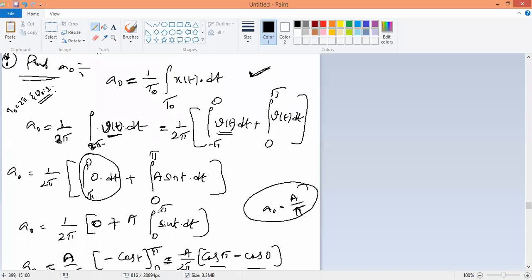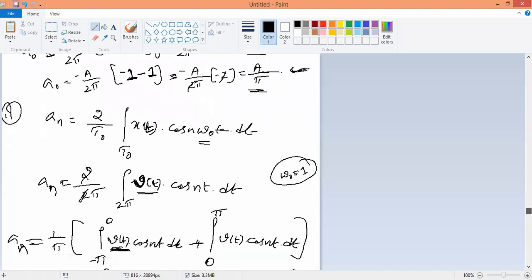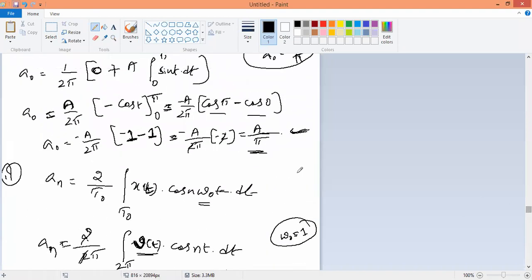A is a constant, so I am separating it from the integral: integral 0 to pi of sin t dt. Taking A common, the value is A by 2 pi. The integral of sin t dt is minus cos t, with limits 0 to pi. Next, minus A by 2 pi, substituting the limits: cos pi minus cos 0. What is the cos pi value?